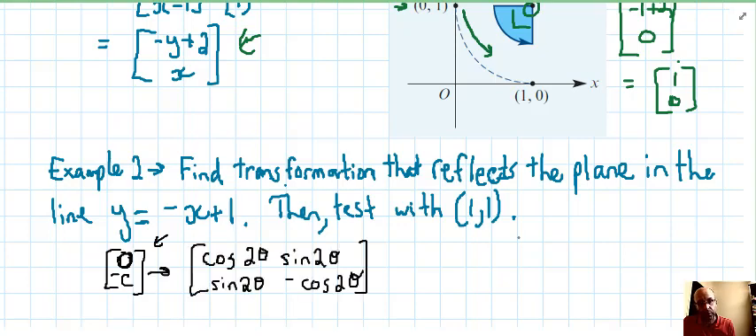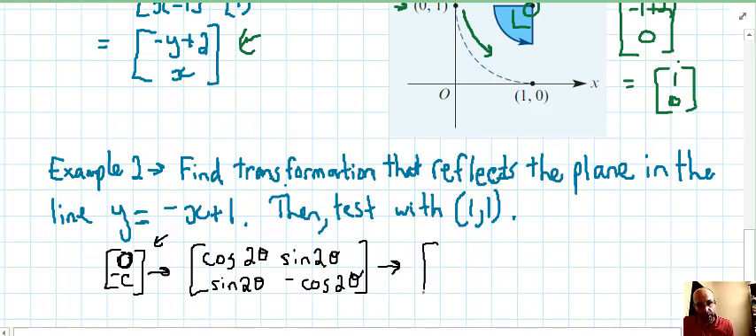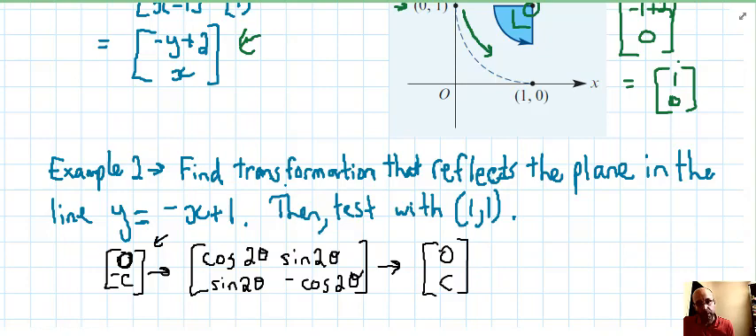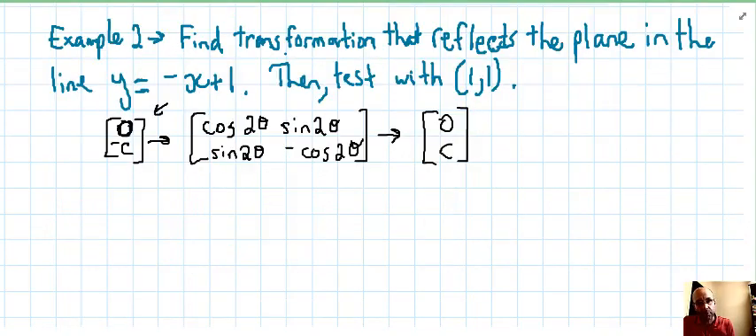Thus, this line will then pass through the origin. From your previous work, you'll know to reflect the plane in the line y equals x tan theta, you apply the cos 2 theta, sin 2 theta, sin 2 theta, negative cos 2 theta matrix. Step 3, the final step, is to translate it back. Considering the y-intercept, we add in that matrix there where c is the y-intercept. It's 1 in this case. Just remember, these matrices are on your formula sheet.